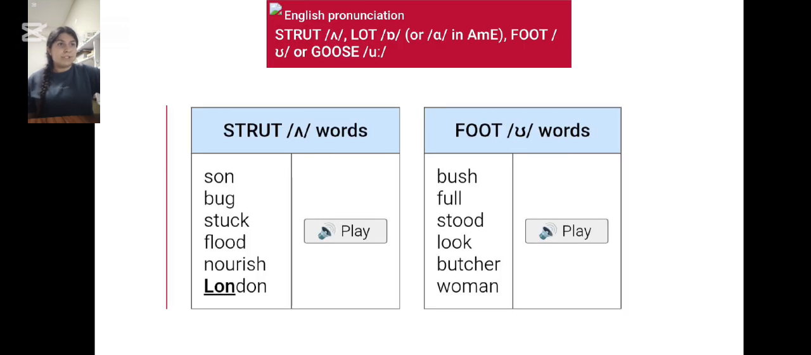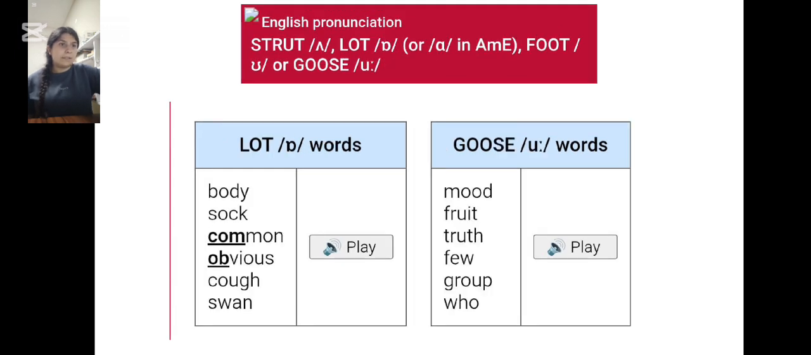Then there is some pronunciation of strut, lot, foot, and goose. For example, sun, bug, stock, flood, all of them we pronounce with the strut vowel. Then foot, bush, fool, stood, look, with this vowel we pronounce them. Then again, lot, body, sock, common, obvious, swan. Then goose: world, mood, fruit, truth, few, group, and who.